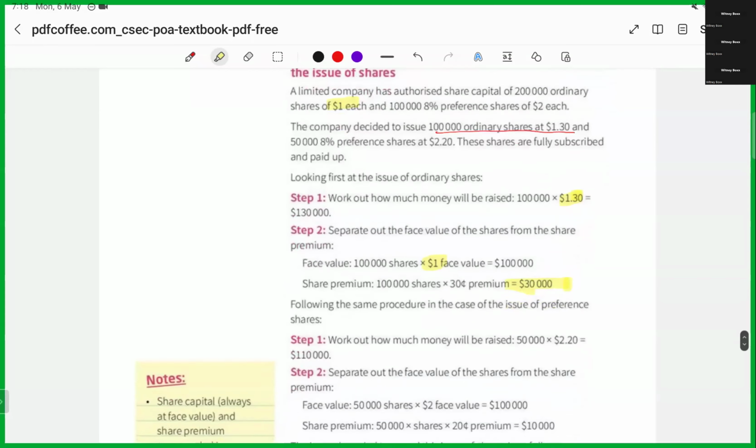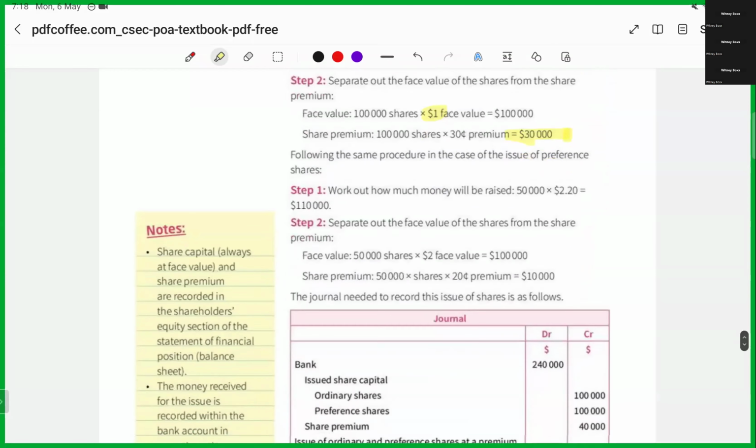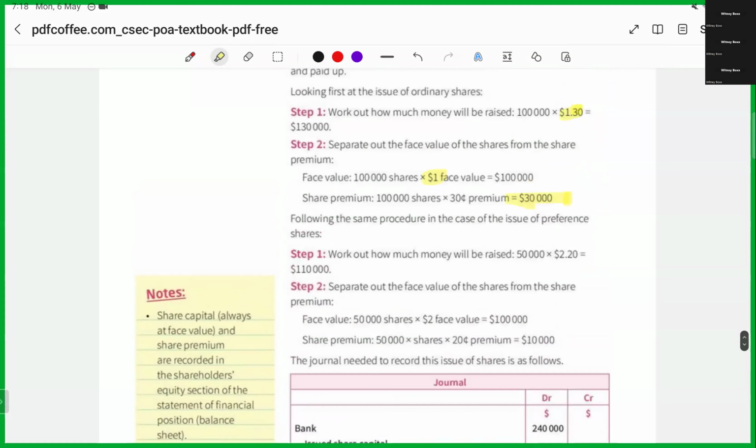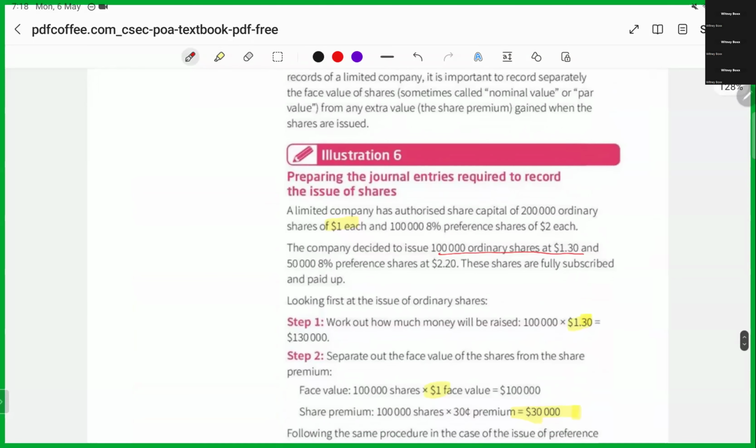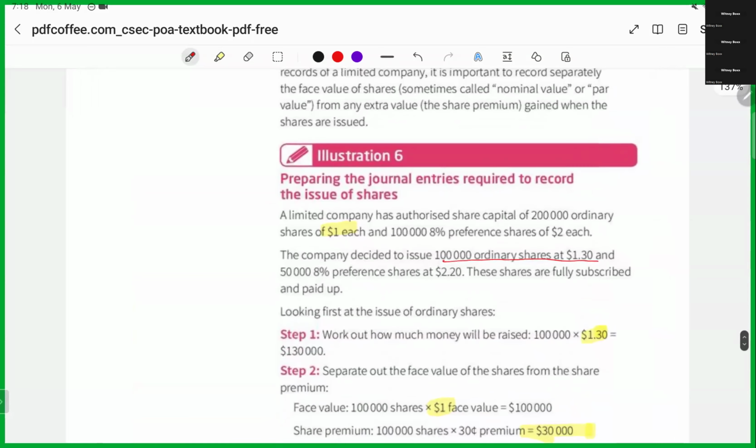Now, before we look at the preference shareholders, let's look at the journal. I'm going to do it myself over here on the side. Let's just focus on this. So here are the journal entries, guys.